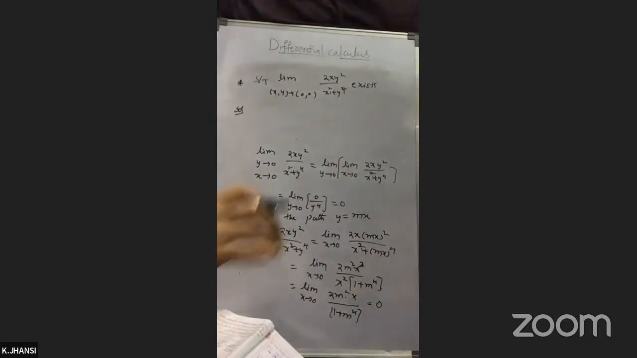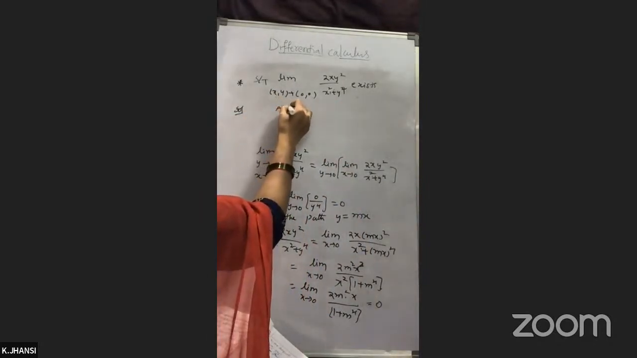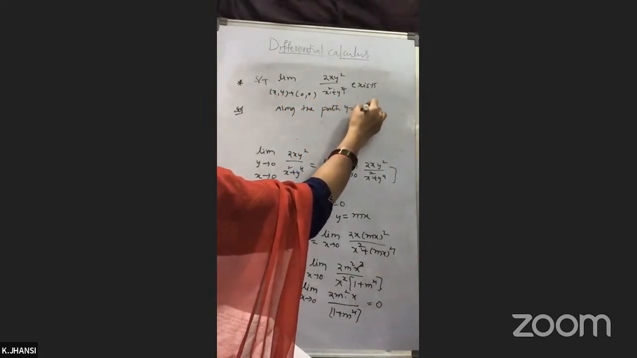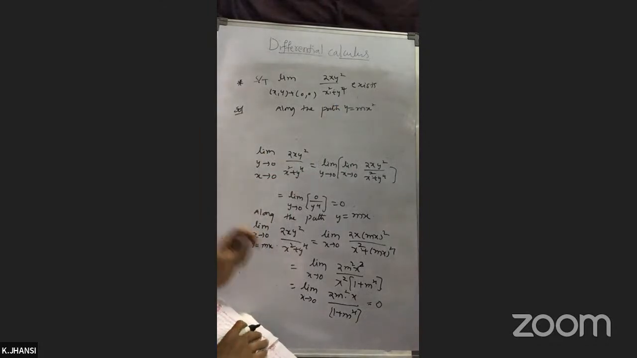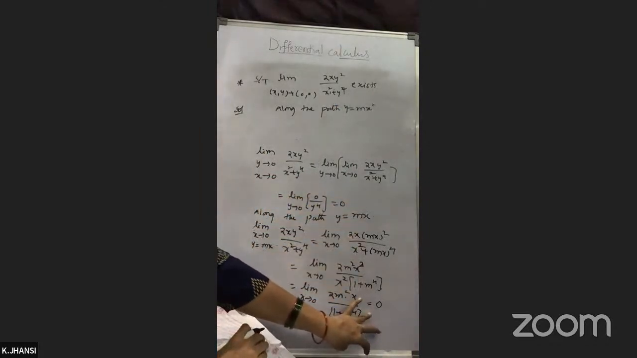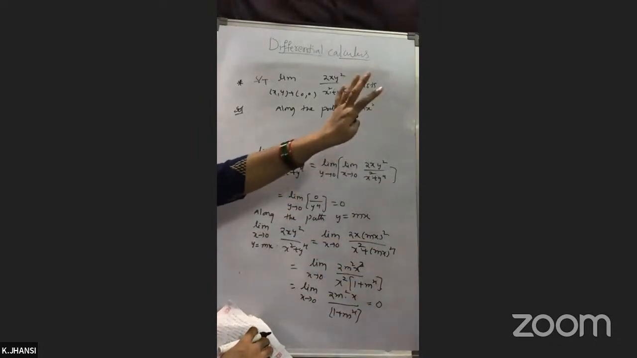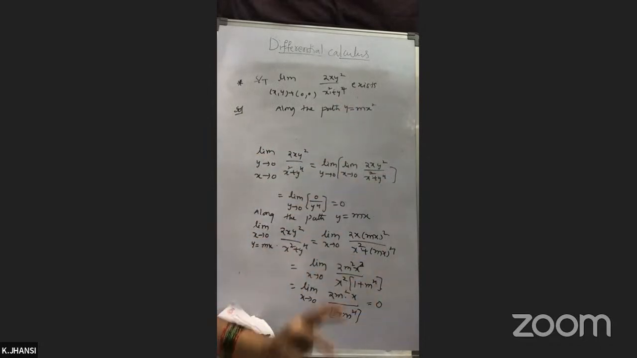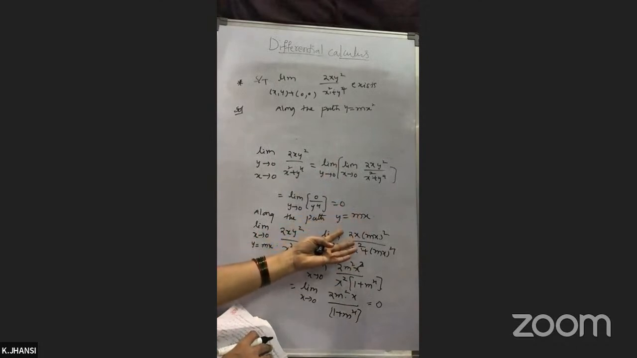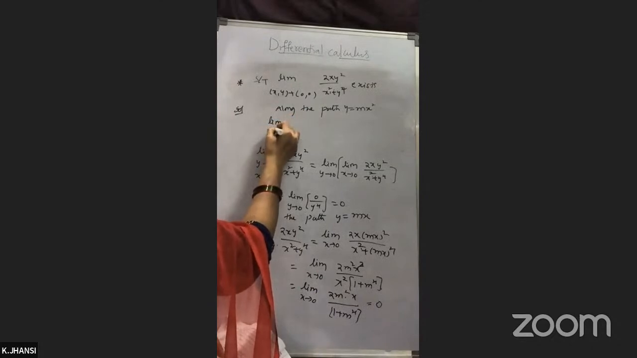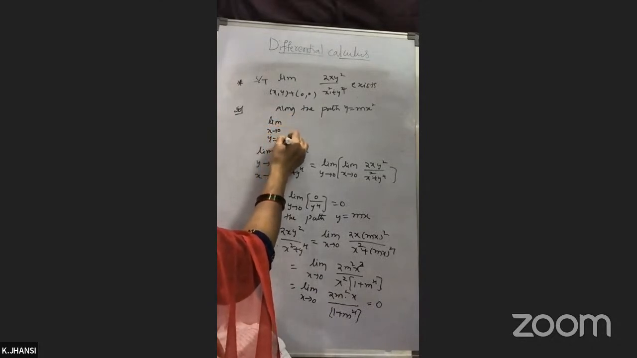Now we'll see another path, that is along the path y equals mx square. In some problems, you may not get 0. Then the limit does not exist for the first one, second one, third one, and fourth one. If you get the same value for all 4, then the limit exists. If any one of the values is different, then the limit does not exist. Okay. Limit x tends to 0, y equals mx square.